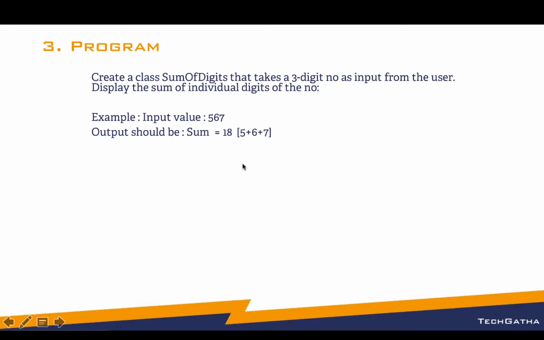If we know a bit of maths, we know that when we divide a number by 10, we get the quotient as 56 and the remainder as 7, we got first digit. When we take this quotient and divide again that by 10, we get the quotient as 5 and the remainder as 6, that is second digit. Again we divide this quotient by 10, we get the quotient as 0 and the remainder as 5. So you can see we got the 3 digits individually, 5, 6, 7.